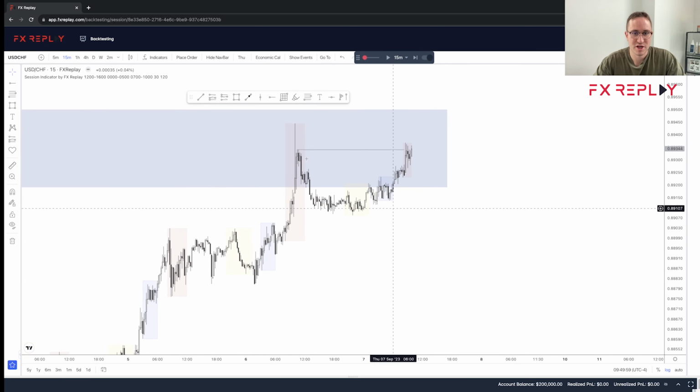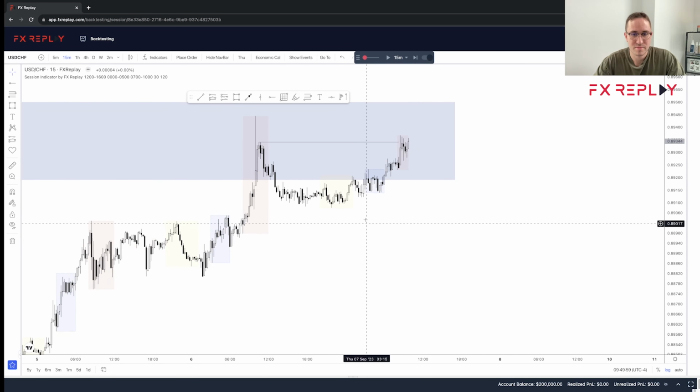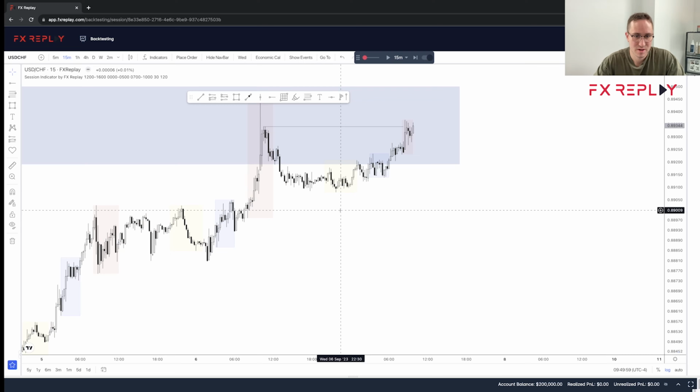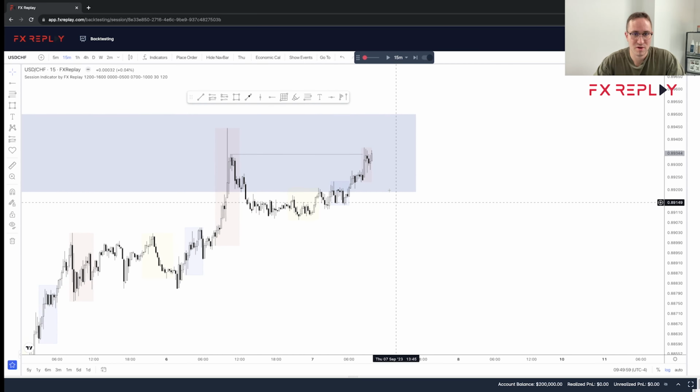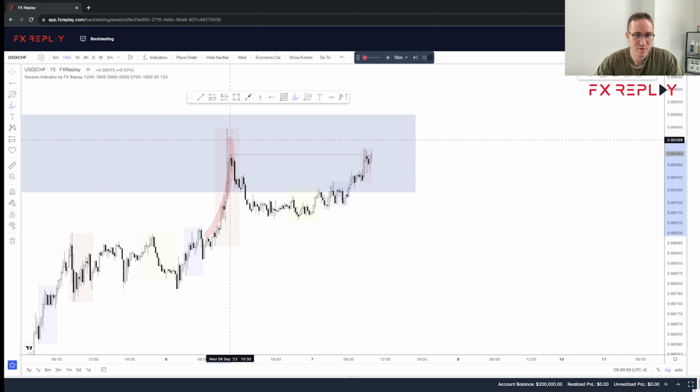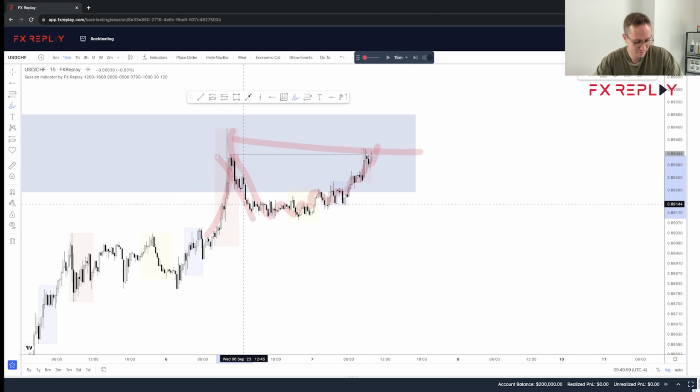You can see we had a nice rejection wick as well, mitigating this imbalance, and then we had another imbalance and another imbalance to the downside. So to me, this is showing sell strength. You can see that after this big push up, we started to create very corrective price action, right? We had the push up, and then we had the push down, and then we had the very corrective price action on the way back up to the origin of the move.